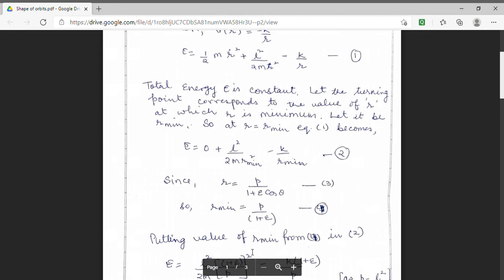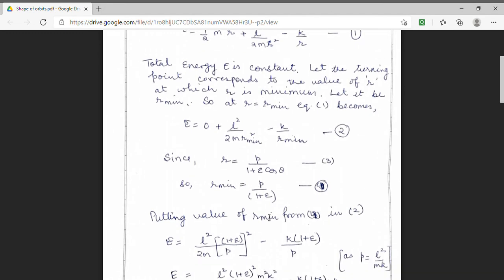This is the expression of Kepler's first law, according to which the shape of orbits is a conic section, and the factor epsilon, termed the eccentricity, decides the shape of the orbit. That means whether our conic section will be a parabola, a hyperbola, or an ellipse. So, using the condition of r minimum, I have r minimum as p upon 1 plus epsilon. Here p is L square upon mk.